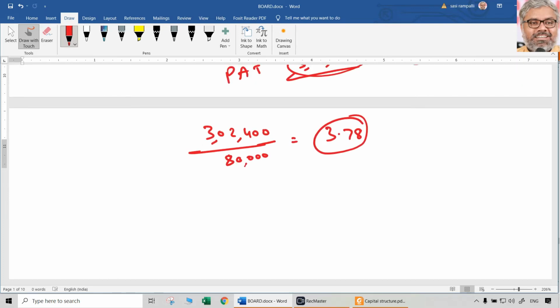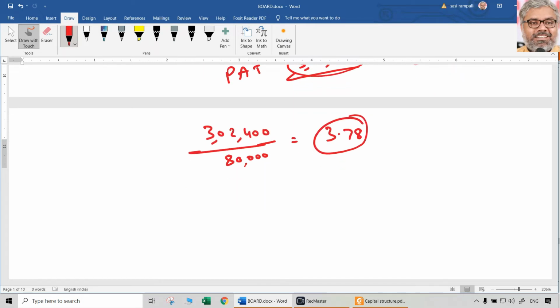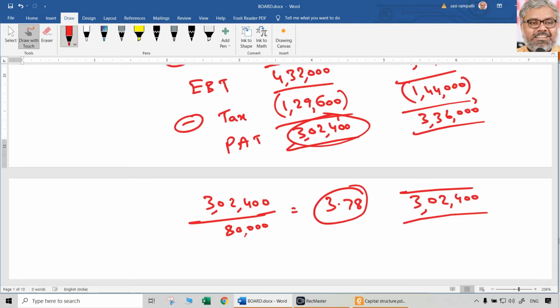In other words, option B should have same earnings available to equity shareholders also, which is 3,02,400. How is it possible? How is it possible when your profit after tax is 3,36,000, but earnings available to equity shareholders is 3,02,400? Naturally, the remaining amount has to be preference dividend. How much is that? Balancing figure. That should be 33,600. Then only profit available to equity shareholders will be same as Plan A, which is 3,02,400. So now we have the preference dividend.